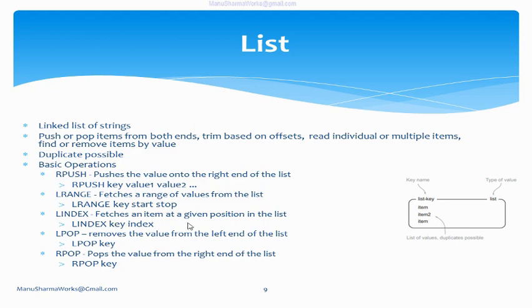L index is again if you want to fetch one value from a particular index. Suppose I want to fetch item 2, then I can use L index key, and item 2 is on index 1, so I will pass 1 as a parameter. And if you want to remove from the left hand side, lpop and the key name will remove one item from the left hand side. And if you want to remove from the right hand side, there is rpop, so rpop and key. So lpop and rpop remove one value from the list.